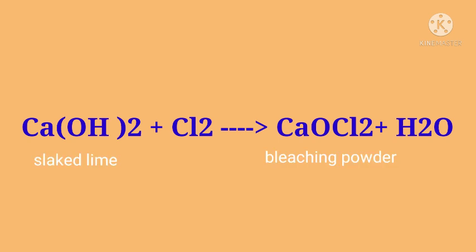The equation can be written like this. That is Ca(OH)2 plus Cl2 gives CaOCl2 plus H2O. This is the equation for the preparation of bleaching powder, and it is very, very important. Next, we have to study the important uses of bleaching powder.